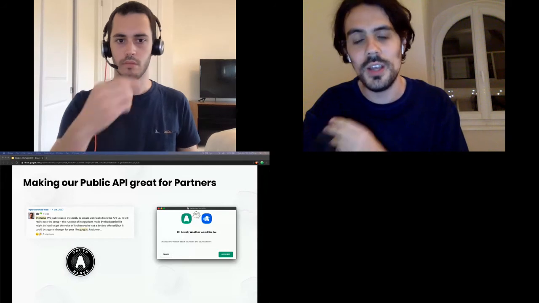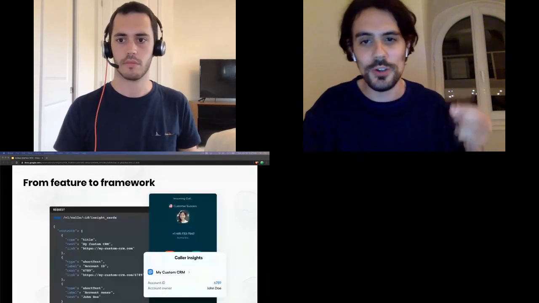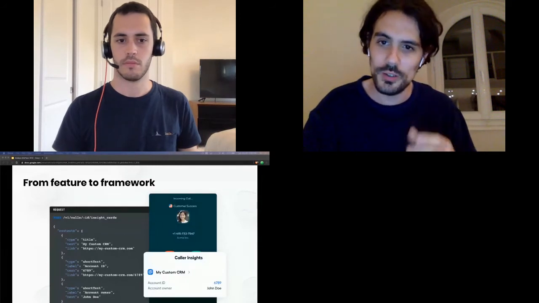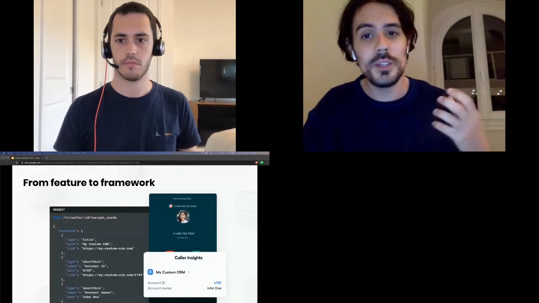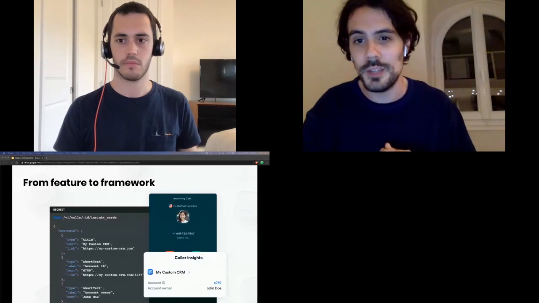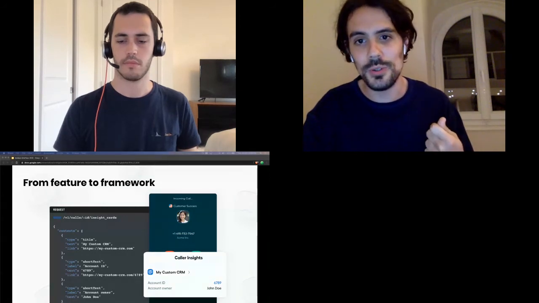And so we created frameworks like the Insight Card. So the Insight Card is a framework that allows you to push information to Aircall in real time. And that's clearly made the CRM use case better, because then I can get contact information in my phone as soon as I make an outbound call or I receive an inbound phone call.